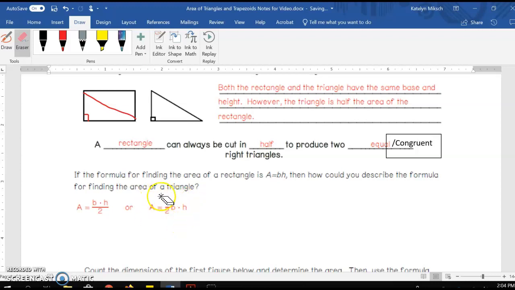Now, if you're working with this formula, this is the one that you'll see on your STAR sheet. It does not matter which order you multiply in. But if you're working with this formula, if you prefer it this way, you have to multiply the base and the height first before you divide by 2. This one on the right is the most common one that you will see.